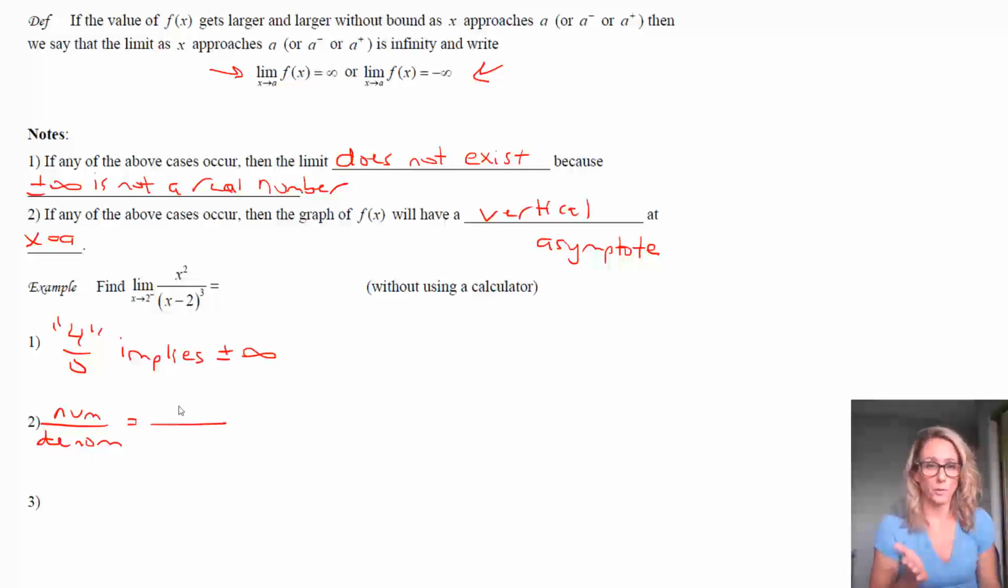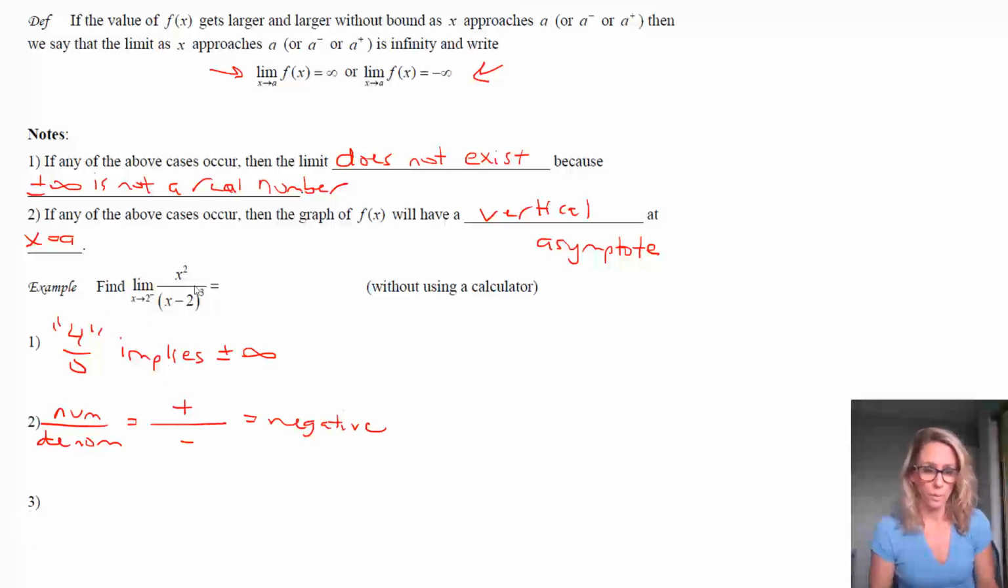So notice the numerator is always going to be positive because no matter what you do, you take a value and you square it. Now in the denominator, like I already said, when I thought about 1.99, if I subtract 2, that's a negative number. And then if I cube it, a negative number cubed is still negative. So now we are seeing that no matter what I put in close to 2 from the left-hand side, I'm going to have a positive divided by a negative. And that's always going to be a negative. And so just by thinking this out, we know that this is a negative infinity.